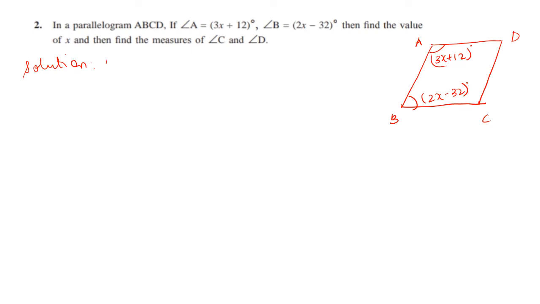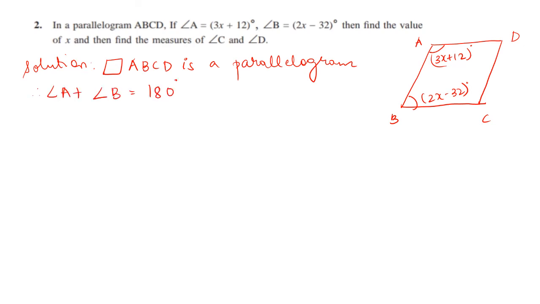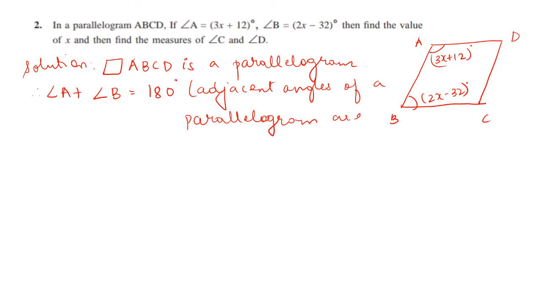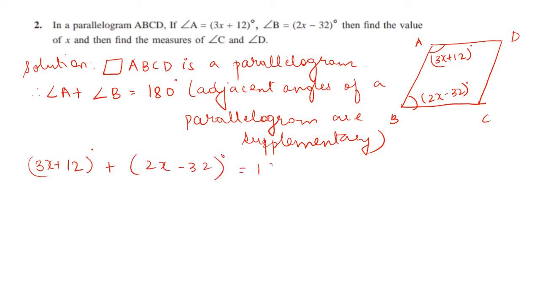Solution: ABCD is a parallelogram. Therefore, angle A plus angle B is equal to 180 degrees. Why? Adjacent angles of a parallelogram are supplementary. So angle A is 3x plus 12 degrees and angle B is 2x minus 32 degrees, and the sum is equal to 180 degrees.